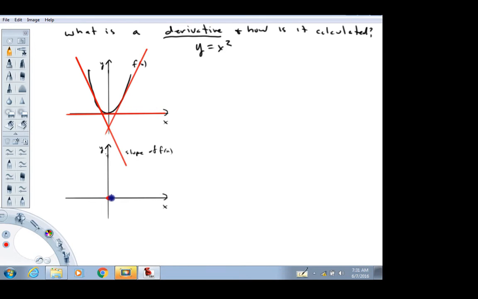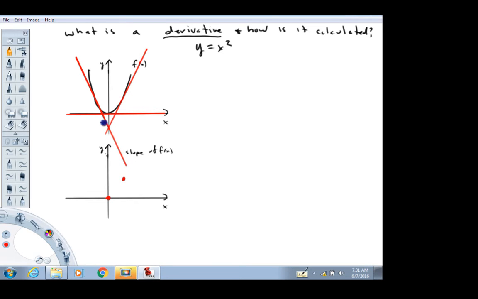Now, the second one I drew was at x equals 1. Notice that the tangent line has a slope that's some positive number. The actual numerical value, let's just say I don't know yet, but it's some positive value. I might put that maybe here.